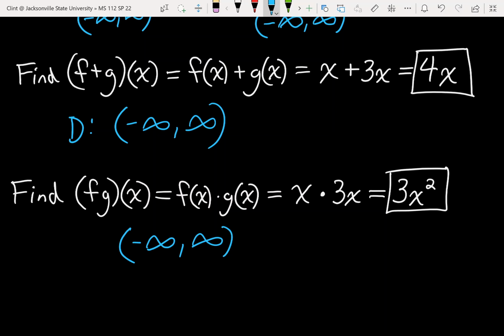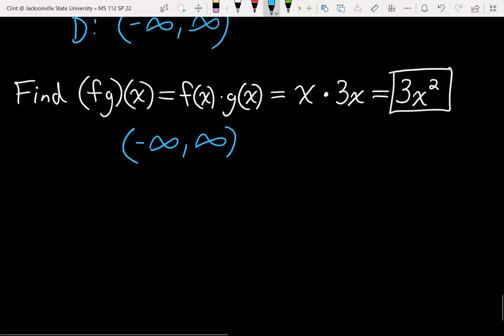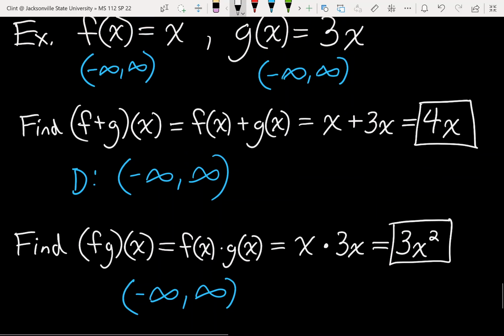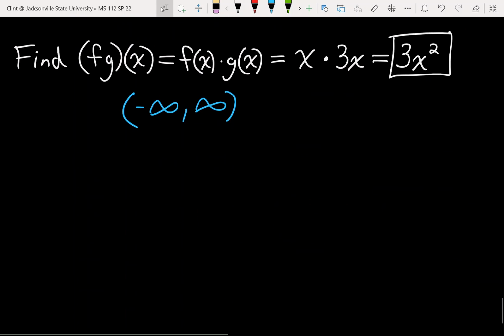All right, now let's do the troublemaker. Let's do division. Oh, and as it turns out, some of the WebAssign problems, you've got to do multiples. Like it'll give you two functions. It'll say find plus, find minus, find times. So the domain for plus, minus, and times are all going to be the same. The only one that might be different is division. So let's find f divided by g.